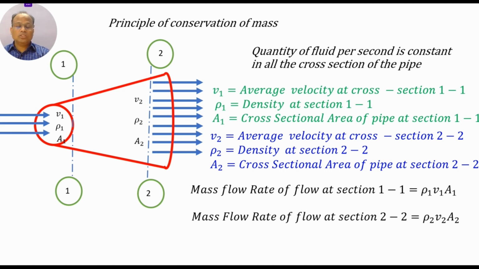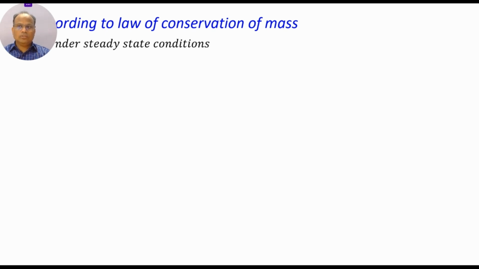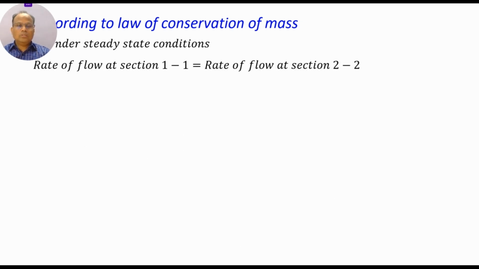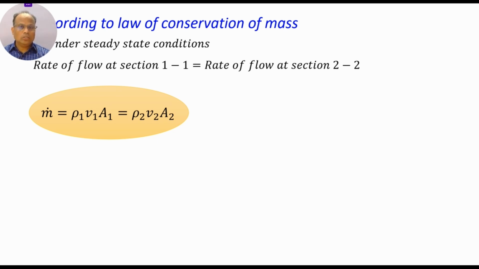As we know, this is the principle of conservation of mass. So the mass flow rate through section 1-1 and the mass flow rate through section 2-2 should be the same. According to the law of conservation of mass and under steady state conditions, both mass flow rates should be the same in sections 1-1 and 2-2. So we write the expression: rho1 v1 A1 equals rho2 v2 A2, commonly written as m dot, where m dot is the mass flow rate.